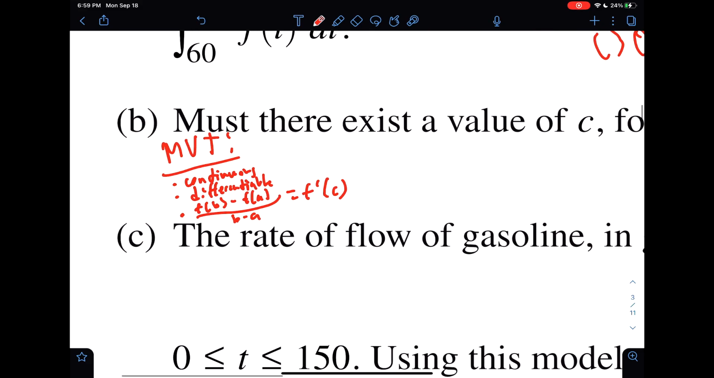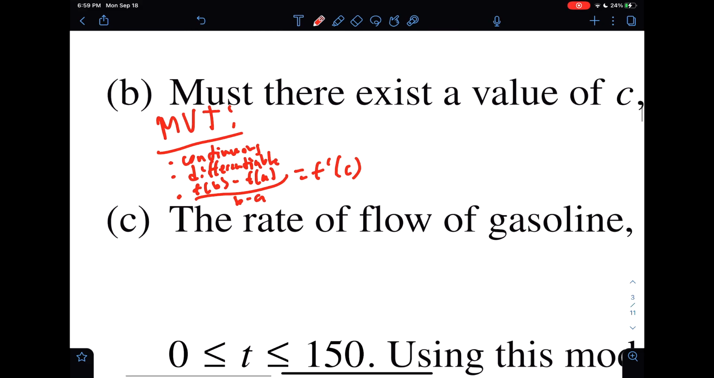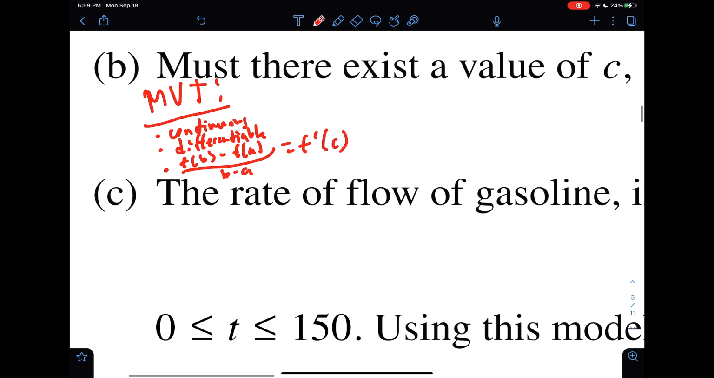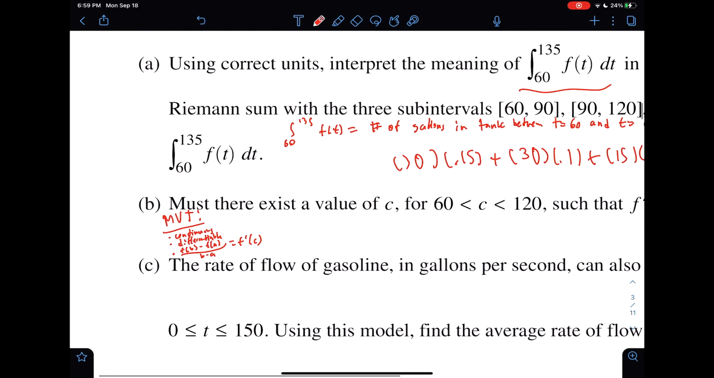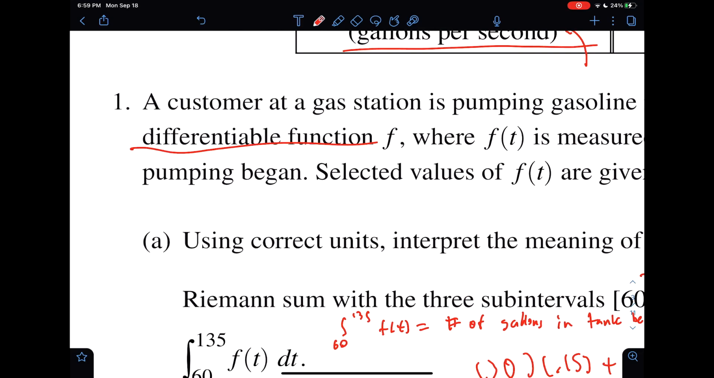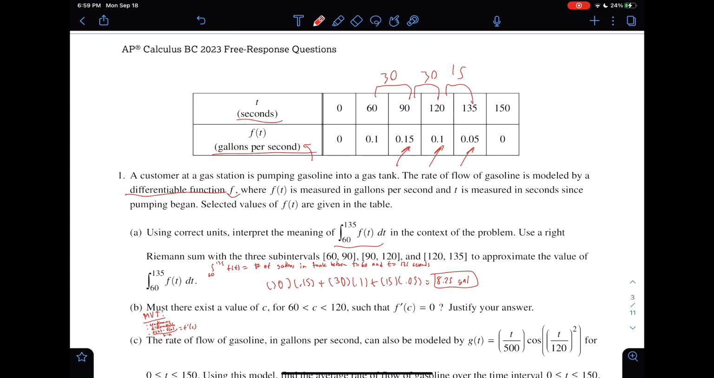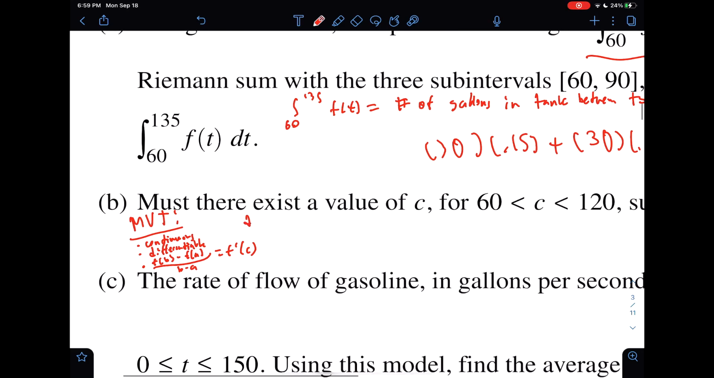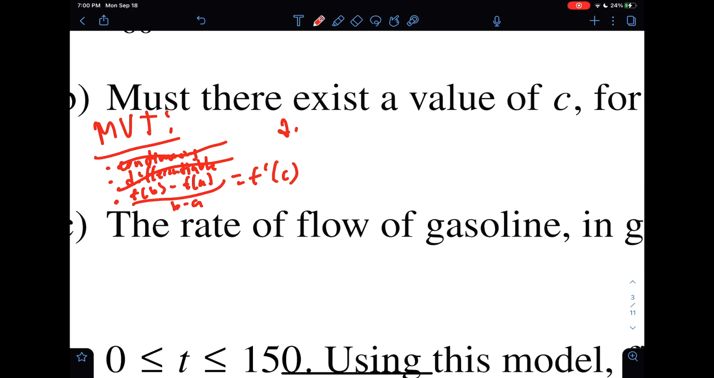So first things first, you have to establish that the function is continuous and differentiable before you can even use this equation, because the equation is basically useless if you don't establish that first. So you go back in the problem and you see it says f is a differentiable function. By it being differentiable, you already know it's continuous. That's an important thing you need to know. If it's differentiable, it's automatically continuous. So now you can try using the equation to complete MVT.